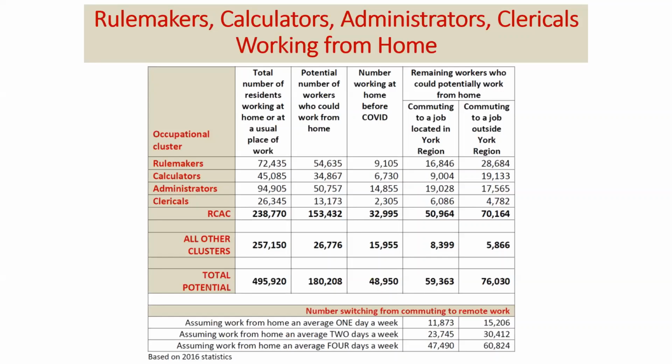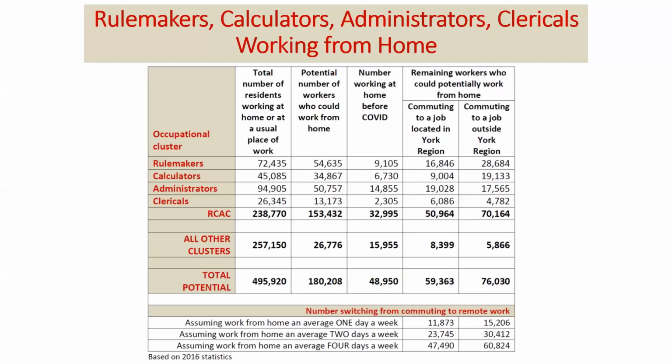And if you just eyeball it, you'll see that, for example, it says 13,000 clericals could work from home out of around 26,000 clericals. So around 50% of them could easily work from home. Rule makers, almost two-thirds, more than two-thirds, could work from home.